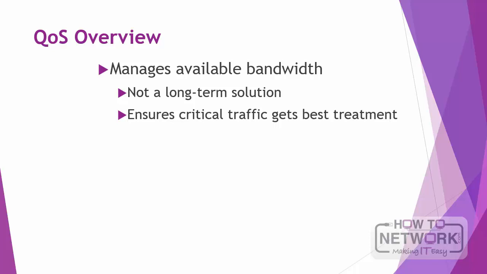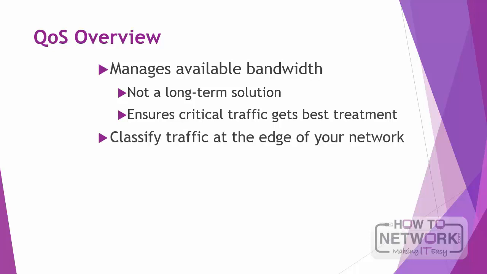Quality of service is a tool for managing a WAN's available bandwidth. Now, quality of service does not add bandwidth, but it helps you make better use of what you have. If you have chronic congestion issues, quality of service should not be the primary answer to resolving that problem. You need to add more bandwidth. However, by prioritizing traffic using quality of service, you can make sure that your most critical traffic gets the best treatment and available bandwidth in times of congestion.